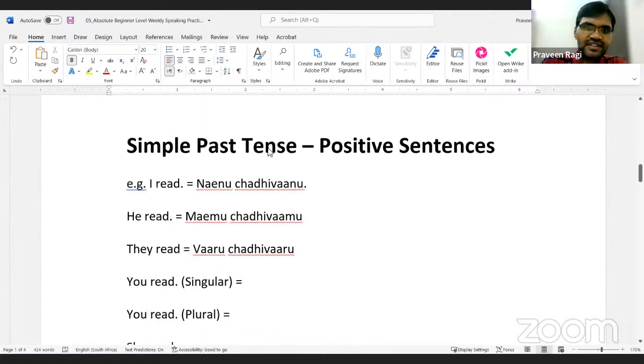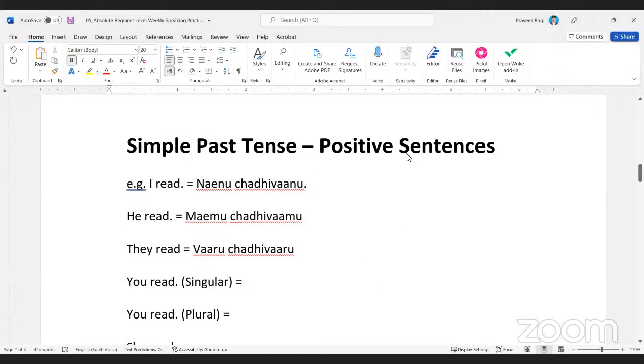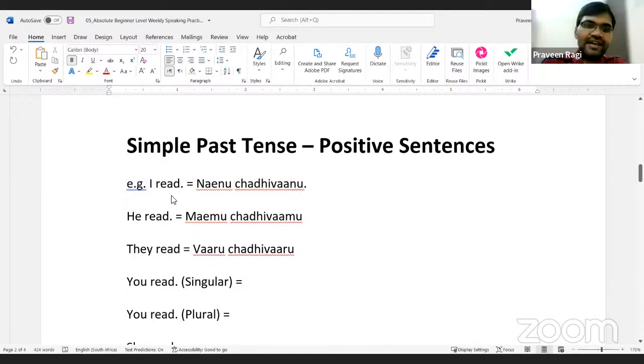So let's see the first category, that is simple past tense positive sentences. Here we have I read. This is past. Nenu chadivanu. He read. Atadu chadivadu. They read. Varu chadivaru. These are the translations for these sentences.